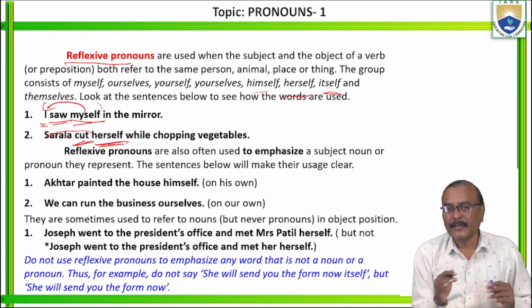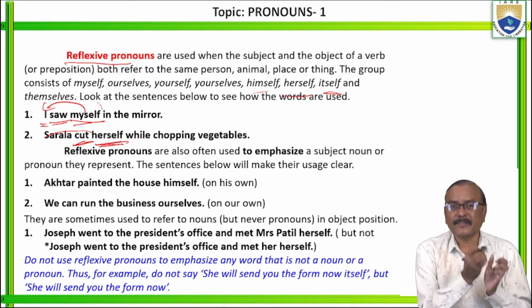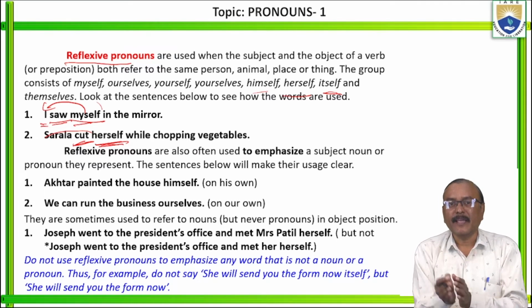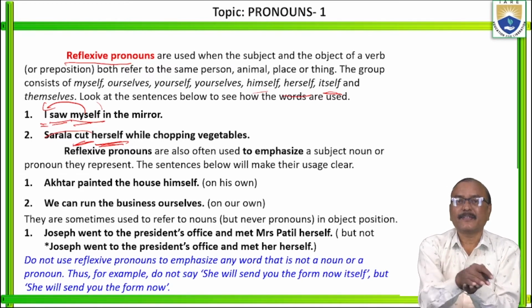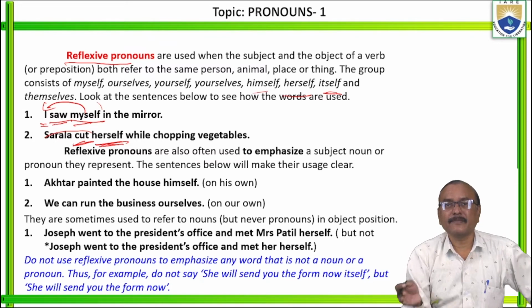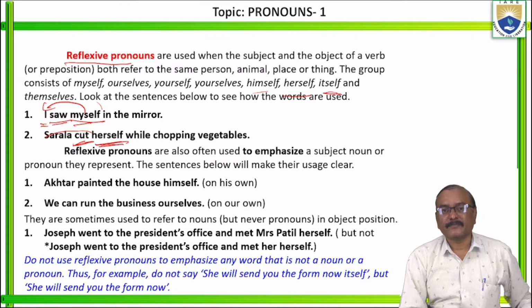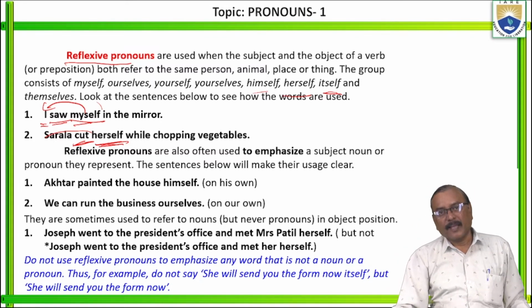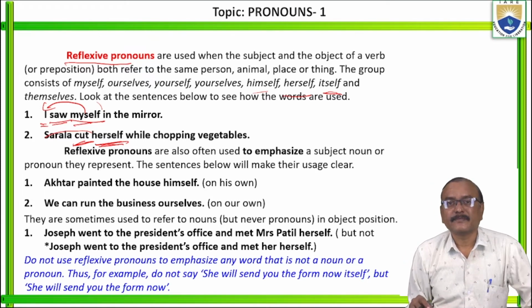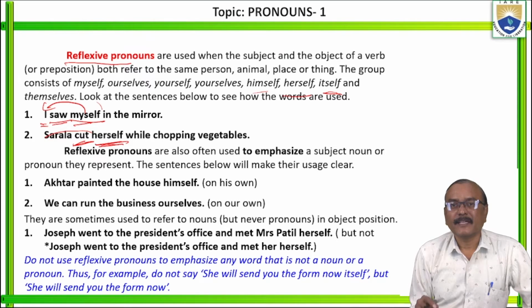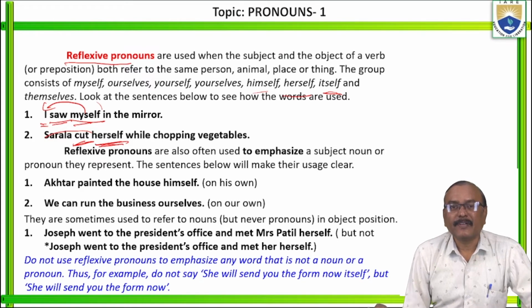Why is it called a reflexive pronoun? The result of the action, the result of the verb, goes back onto the subject and is received by the subject only. So that's why we call them reflexive pronouns.